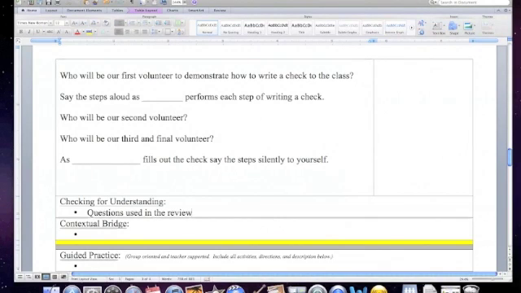Our contextual bridge will help us to move into our independent practice. Contextual bridges help to provide students with directions as to where we have been and where we are going next.